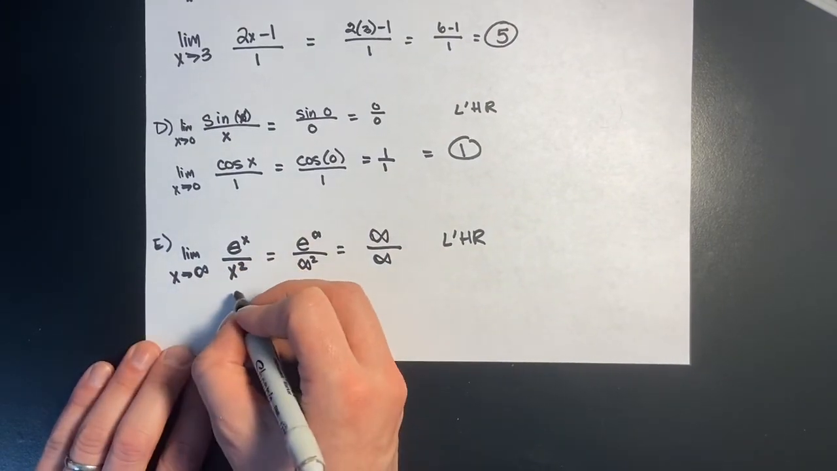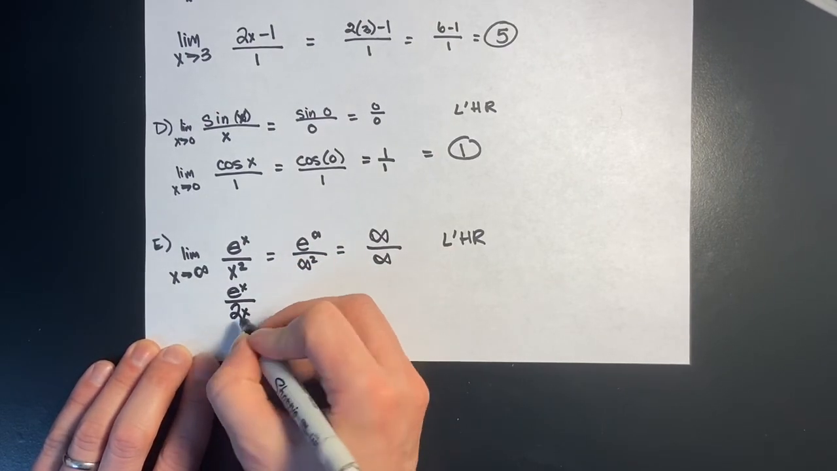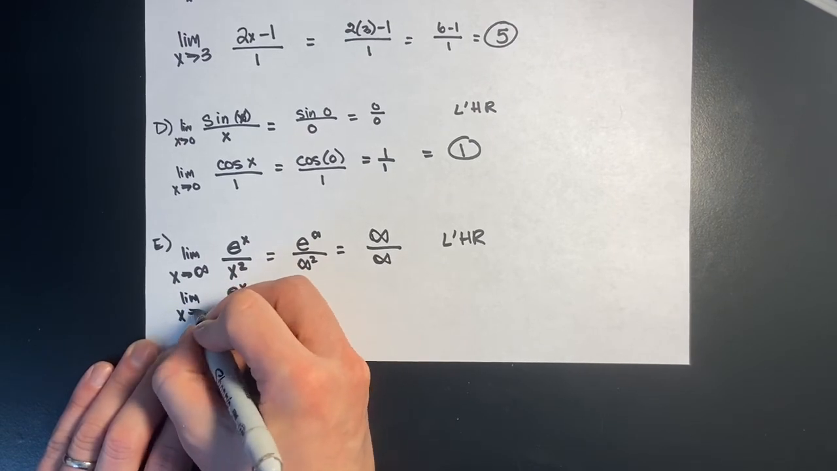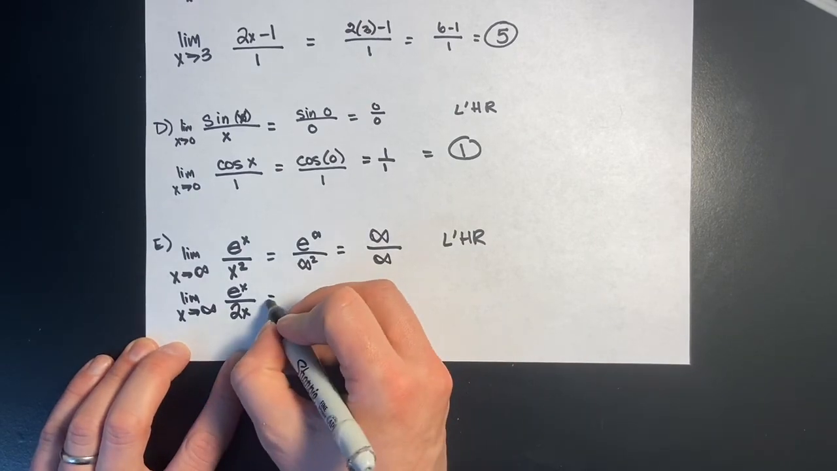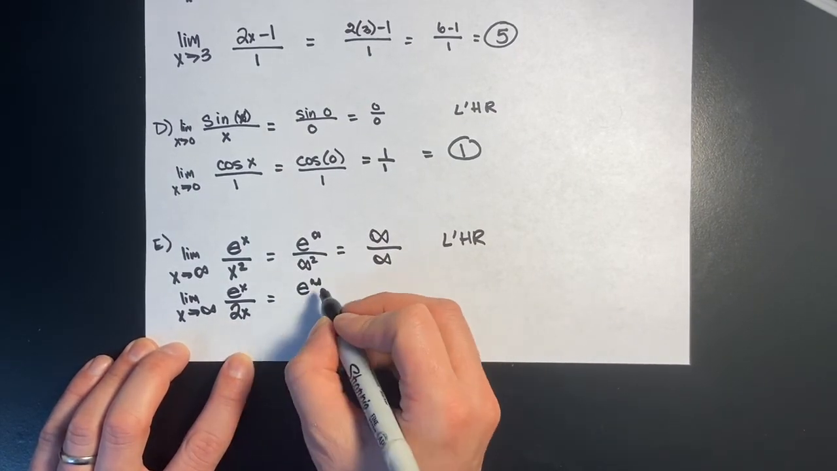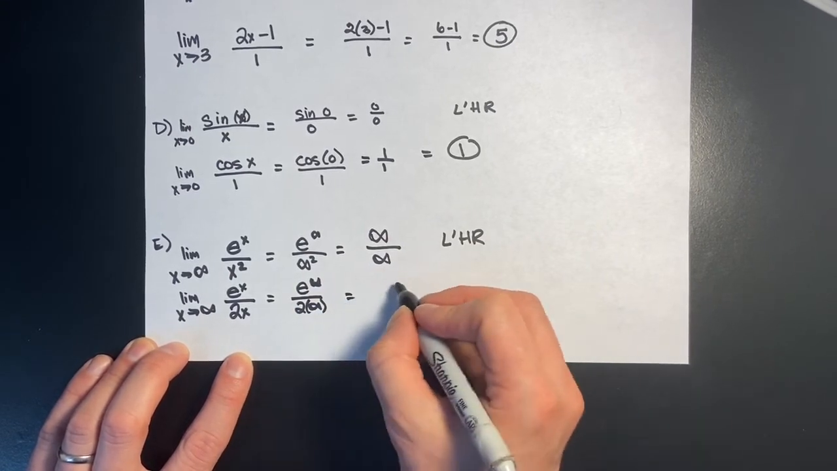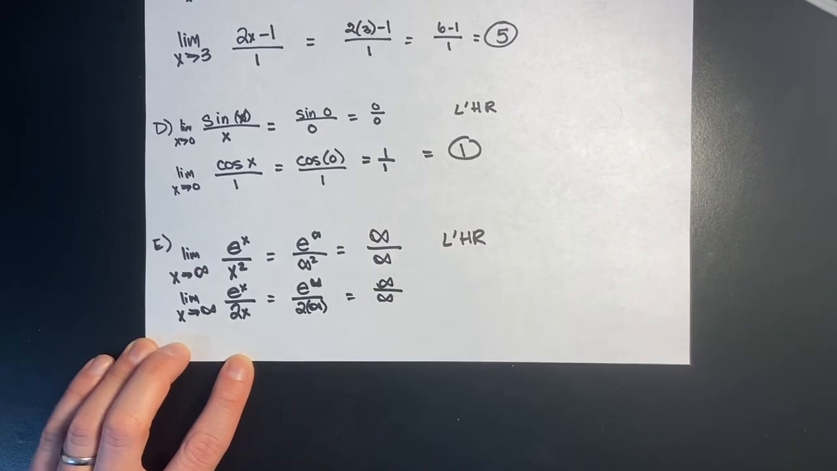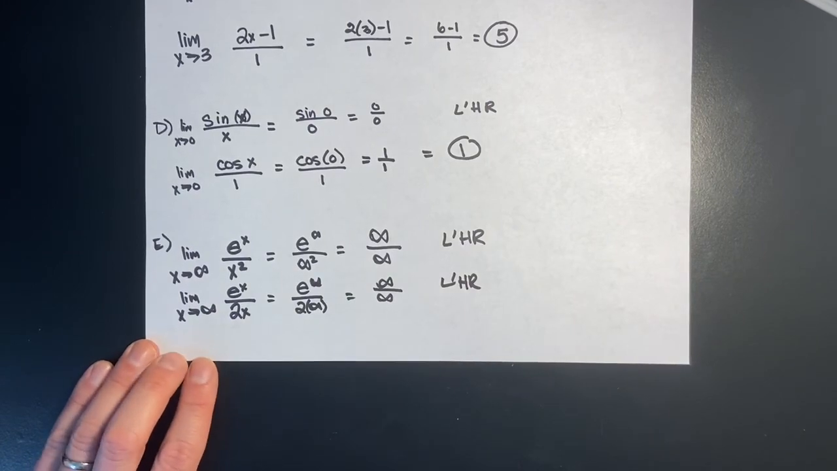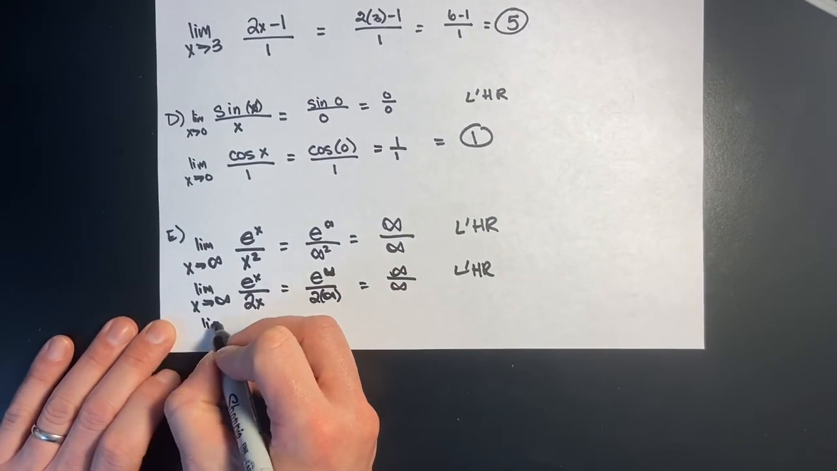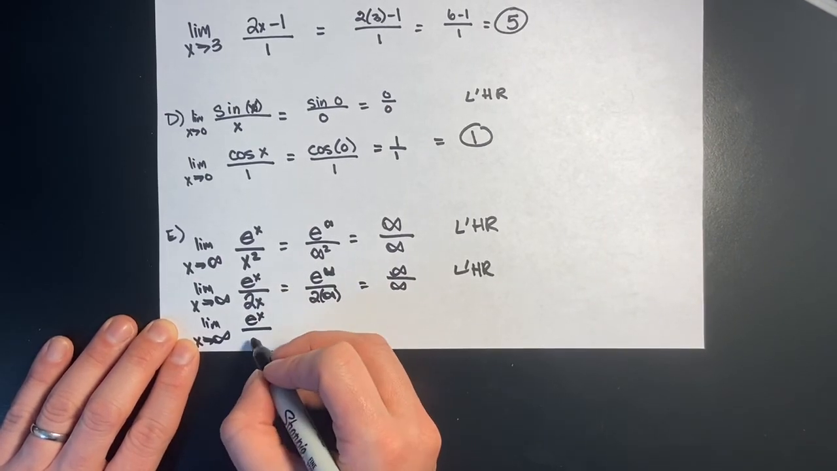Okay, take the derivative of e to the x, which is e to the x. Take the derivative of x squared, which is 2x, and try it again. If I plug in infinity now, I get e to the infinity, which is infinity as we know from the previous part. 2 times infinity is infinity, so I get infinity over infinity again. Well, that's no good. Let's do it one more time and see what happens. The limit as x approaches infinity, take the derivative of the top, which is still e to the x. Take the derivative of 2x, which is 2.